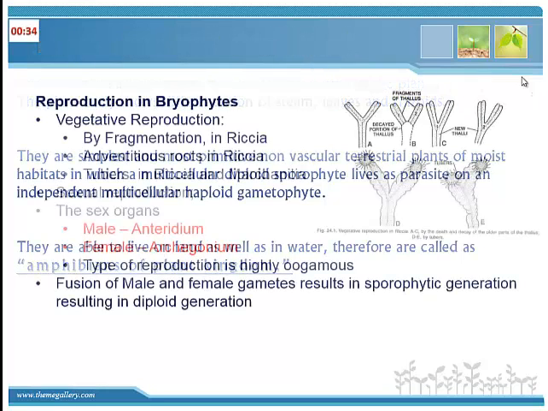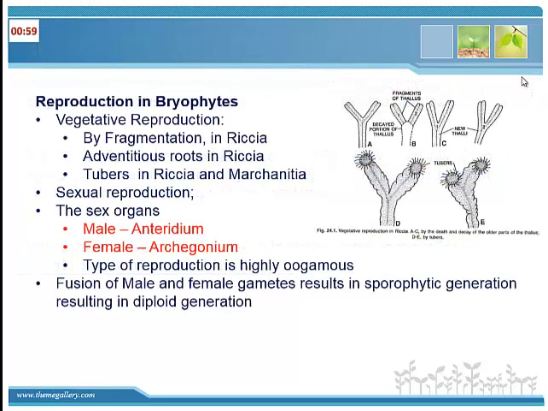Now, reproduction of bryophytes. The vegetative mode of reproduction happens through fragmentation: when the thallus gets divided, they become individual plants. And the adventitious roots that are holding it to the soil will also become individual plants. And tubers, you can see the picture where the tubers are present. These tubers, in separation, also become complete plants.